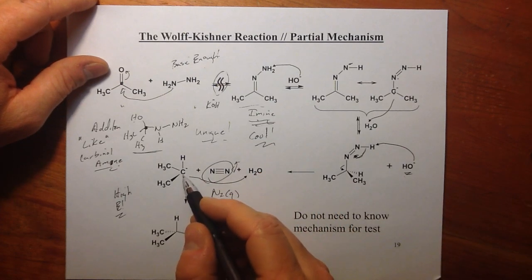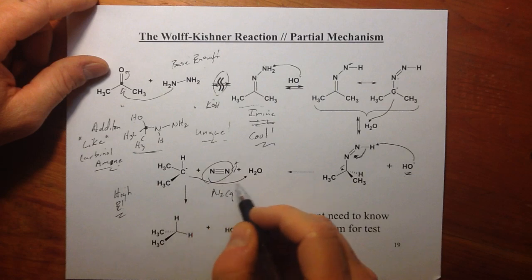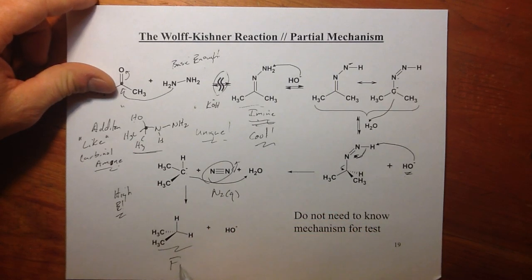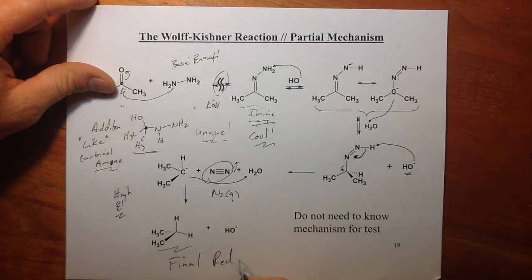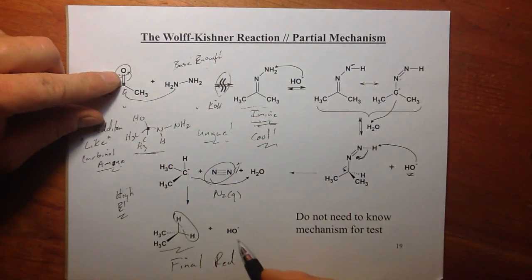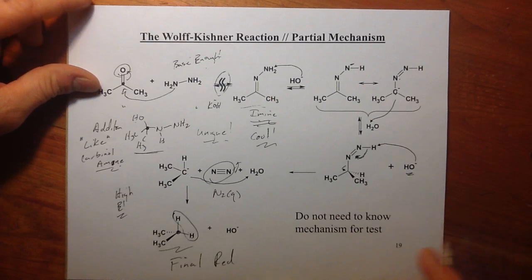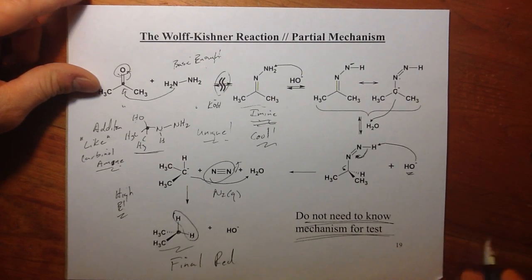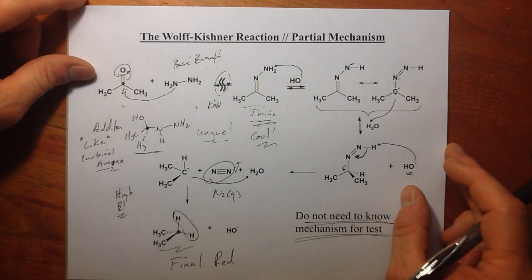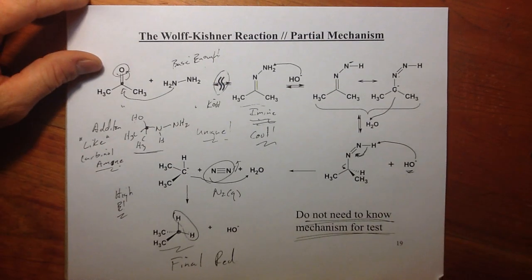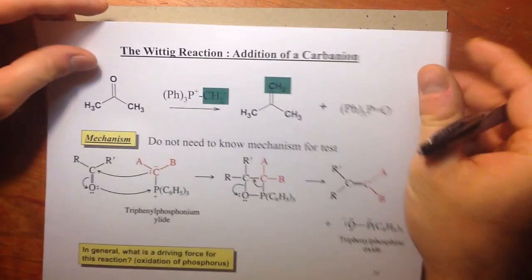It's not going to bind this again, and then we can simply have that very reactive carbanion grab a proton, and we have our final reduction product, where we have taken in the end and replaced this oxygen off this carbon with two hydrogens. Now, in my course, you do not have to know this full mechanism for the test, but it's just fun to discuss. Alright, let's move to our last reaction, the Wittig reaction, and we'll be done.